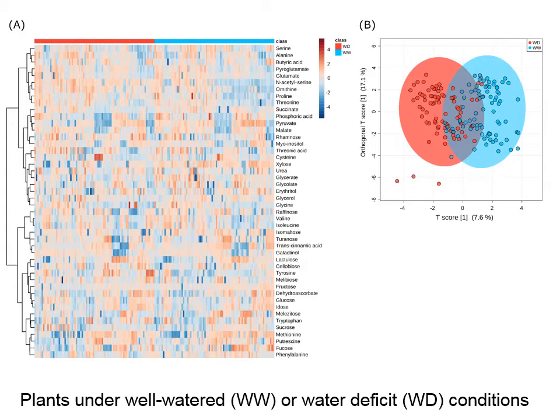Each line of this heat map is a metabolite. From the top down you have serine, alanine, butyric acid, pyroglutamate, glutamate, and so on. You have many metabolites, and here the number of metabolites is not that high. In transcriptomics, for example, you can have more than 20,000 genes. How are we going to interpret this?